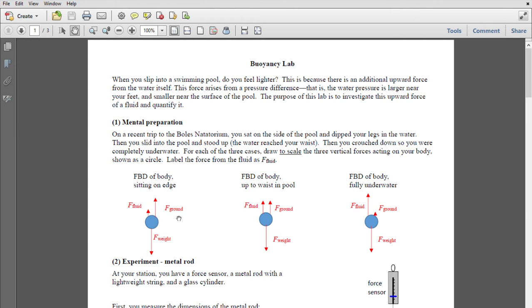And so when you just have a little bit of you in there, you'll feel just about your same weight. You don't really notice it when your feet are just dangling in the water. And that means the force up from the ground almost equals and balances out your weight force, but it's a little bit less because there's a little bit of additional upward force from the fluid. When you're half submerged, maybe there's less of a force up from the ground because more of the force is pushing up from the fluid.